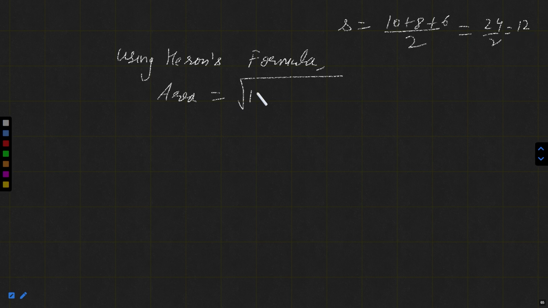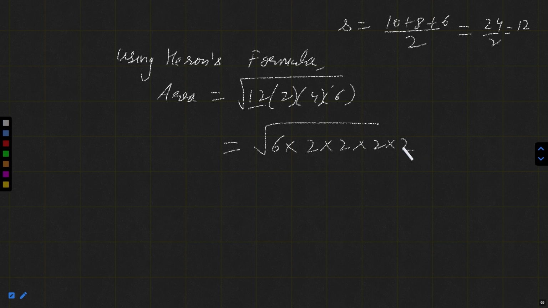Now S is 12. 12 minus 10 is 2, 12 minus 8 is 4, and 12 minus 6 is 6. Now I can rewrite 12 as 6 times 2 times 2 times 2 times 2, and 4 I break down into 2 times 2. Now observe, I have one pair of 6, two pairs of 2.